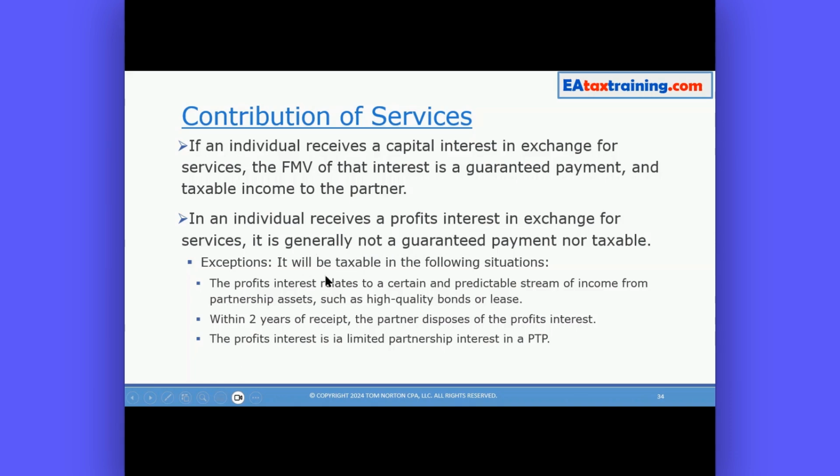There are some exceptions there, but for purposes of the EA exam, I want you to focus more on the big picture. Don't get lost in the details. The big picture is if the partner gets a capital interest, it's a guaranteed payment at the fair market value of that interest. If they get a profits interest, it is not going to be considered a guaranteed payment. So that's the distinction that you want to know for the EA exam. And at your own leisure, you can read those exceptions.